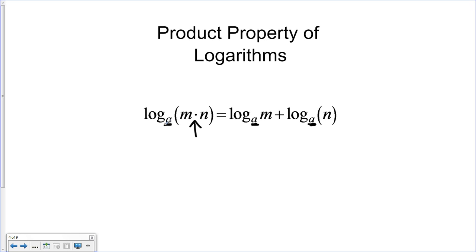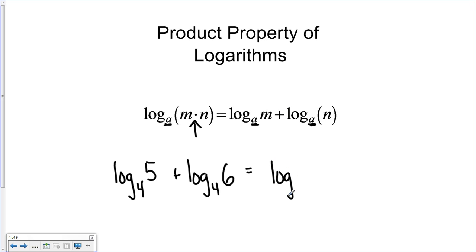If I have the log base 4 of 5 plus the log base 4, that's important, they have the same base, of, let's say 6, I can write this as a single logarithm where it is the log base 4, has to be the same log base, of 5 times 6, which would be 30. Okay, pretty simple way to apply this product property of logarithms.